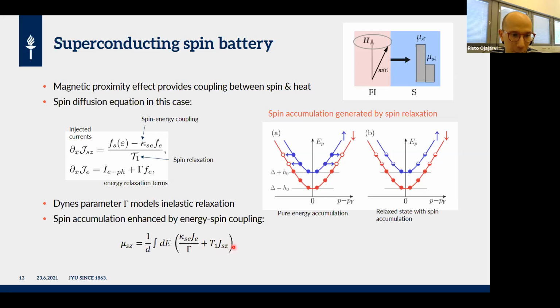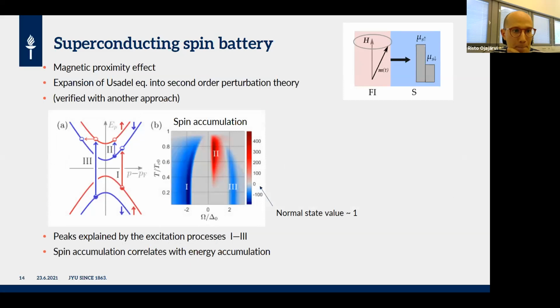So this is what we would again have in the normal state, this is the contribution there. But then we get an extra contribution from this energy mode coupling. And this depends on the energy relaxation, how strong it is. Now this previous page was kind of a sketch of what happens in the system, but then we actually calculated this with the full Usadel formulation, expanded the Usadel equation, different harmonics of the Usadel equation, second order perturbation theory, and determined the spin accumulation within this second order perturbation.